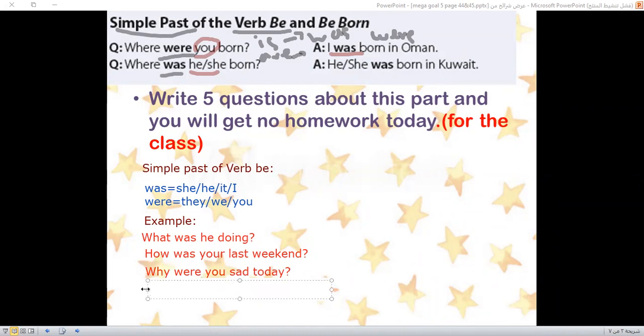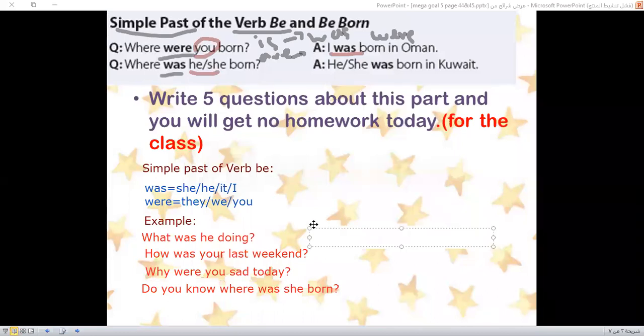Number 4. Do you know when she was born? Very nice question, Yara. Tricky question. Do you know where she was born? Last question. Another student, of course. Last question, and then it will be 5.